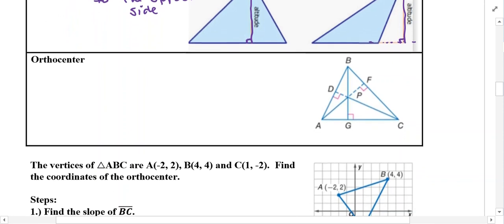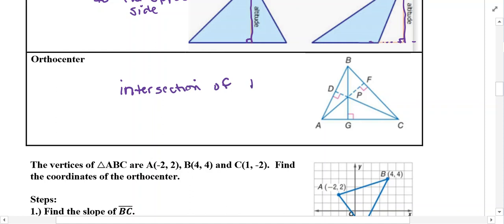The orthocenter is the intersection of altitudes. So P here is our intersection, and it is of the altitudes.